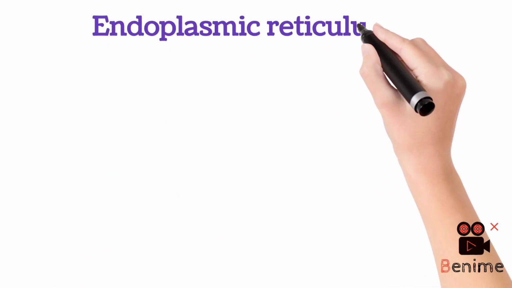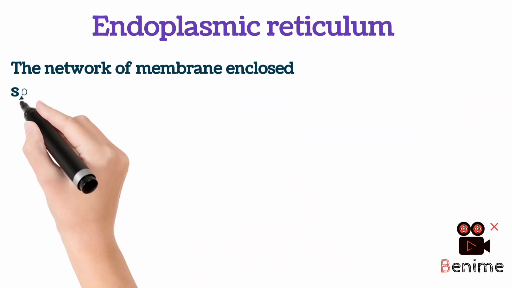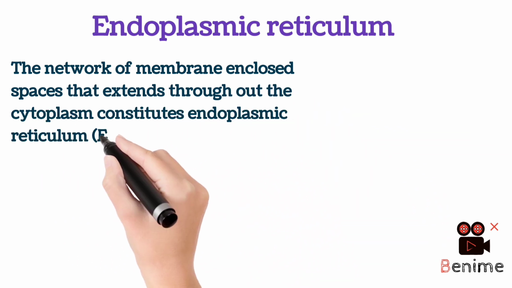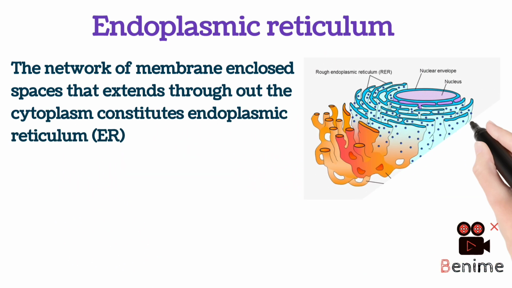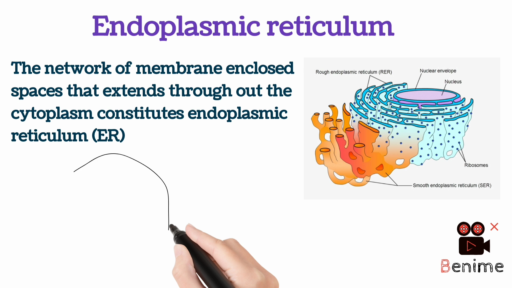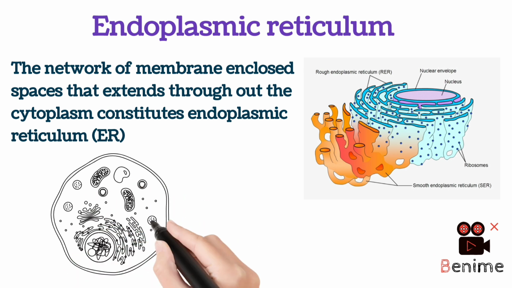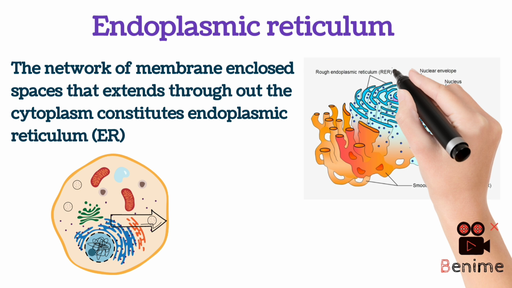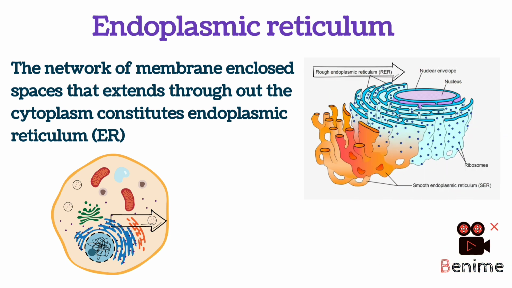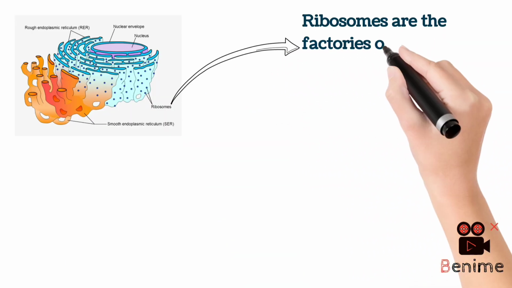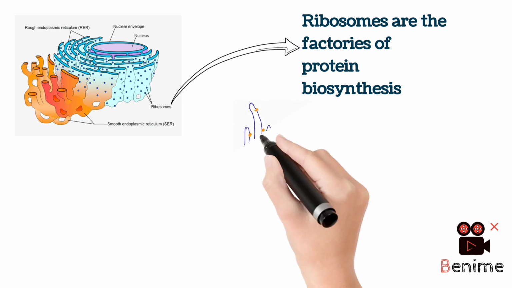Endoplasmic reticulum. The network of membrane-enclosed spaces that extends throughout the cytoplasm constitutes the endoplasmic reticulum, ER. Some of these thread-like structures extend from the nuclear pores to the plasma membrane. A large portion of the ER is studded with ribosomes to give a granular appearance, which is referred to as rough endoplasmic reticulum. Ribosomes are the factories of protein biosynthesis.